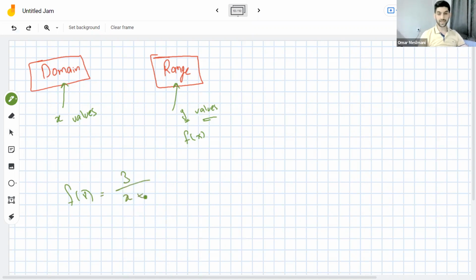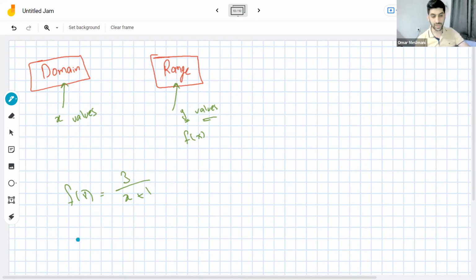Now, can I use all the values of X that I want? Yes, you can, but there is a value that I cannot use. There is a value that's going to make a problem for me. Who knows what this value is? -1. -1, that's correct, Muhammad.